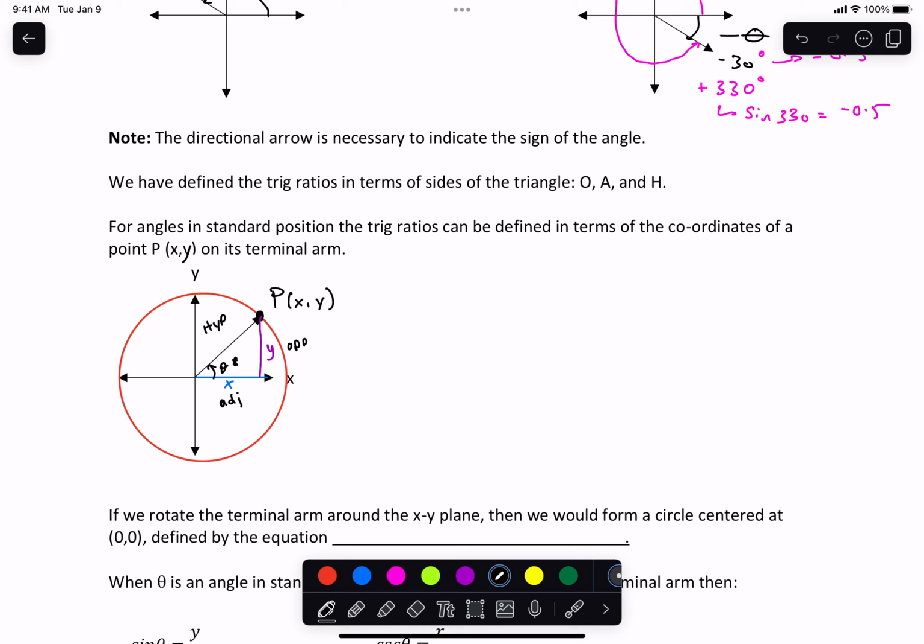Now, what shape is the red shape? Circle. Very good. What shape comprises the blue and purple? Triangle. Oh, interesting. You want to see something? Who knows the equation of a circle? You do this in grade 10 analytic geometry. X squared plus y squared equals r squared.